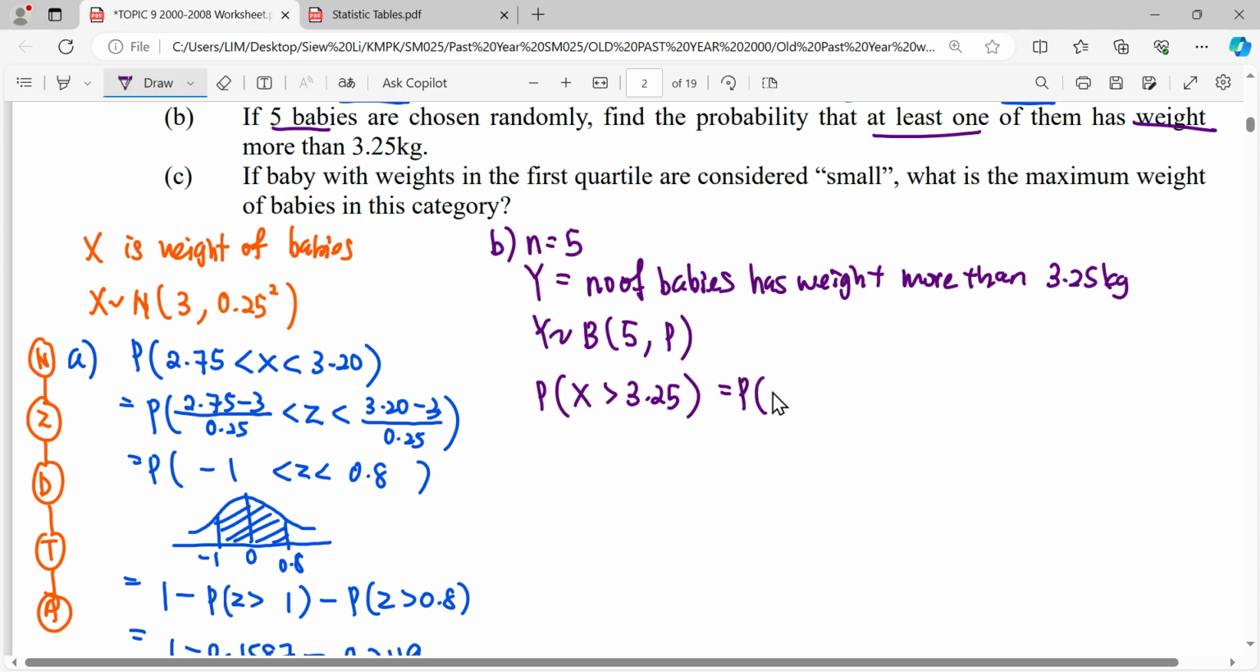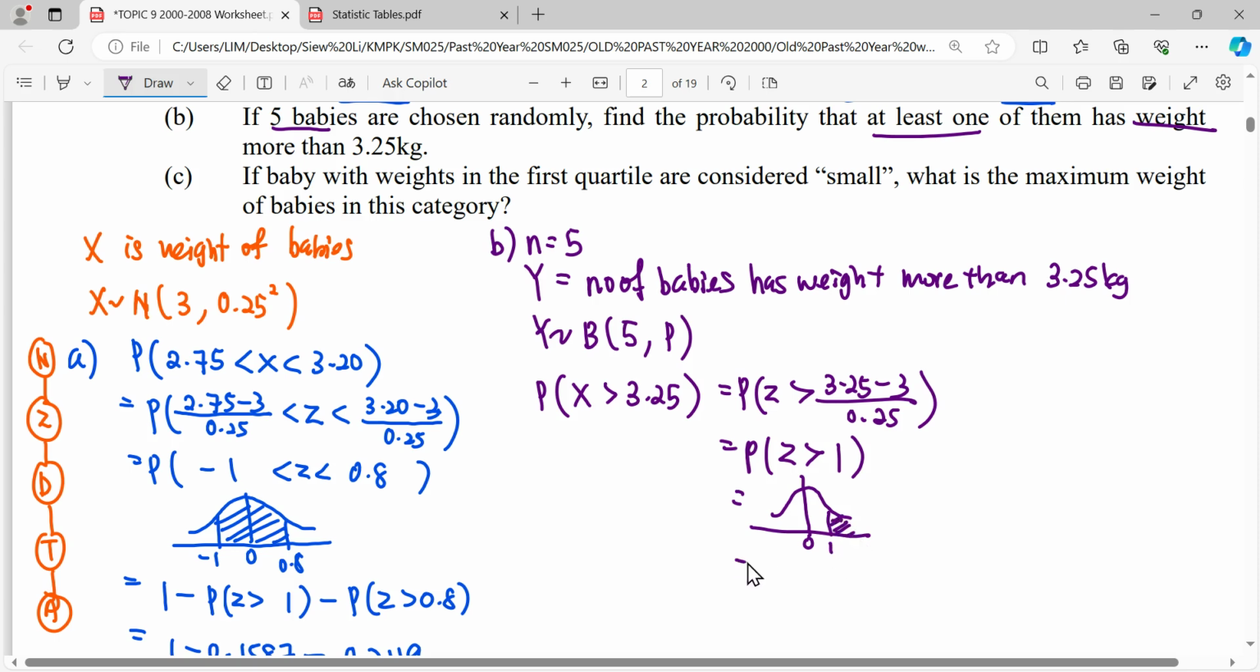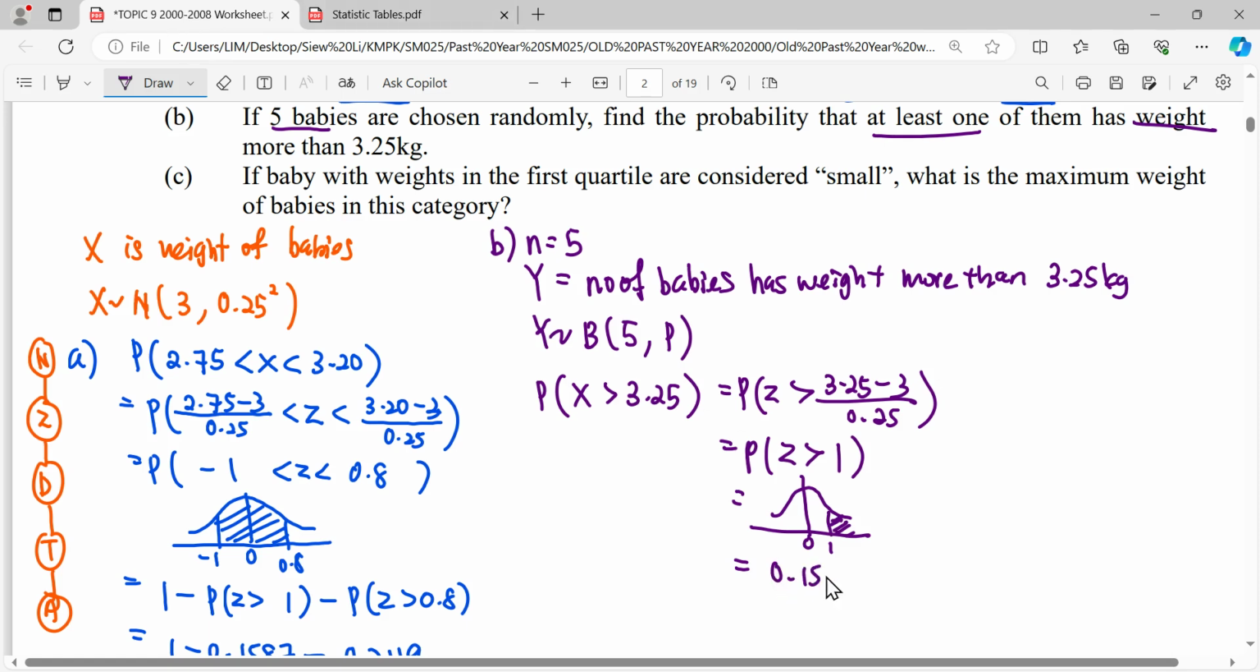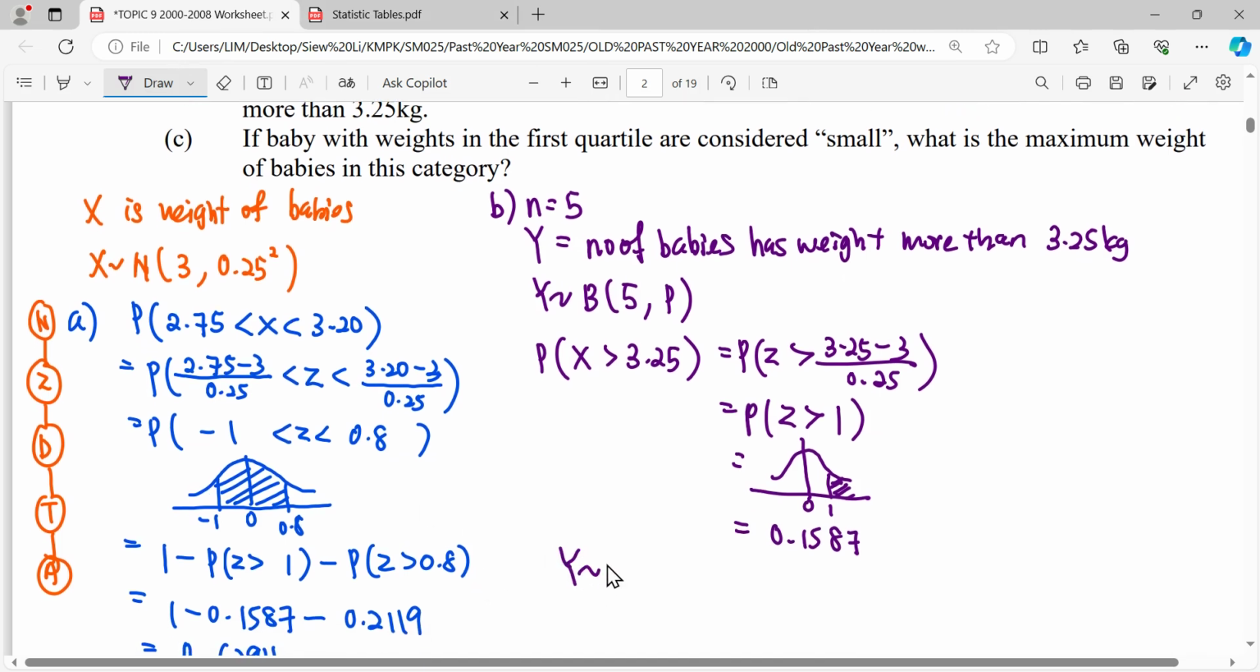So first of all, we need to find out the weight X more than 3.25 first. Alright, so change to Z: X minus mean over standard deviation. So it will be 1. Z-score more than 1, so we just read the table straight away, which is 0.1587. Then only is your distribution complete: binomial, sample 5, and the probability of more than 3.25 kg is 0.1587.